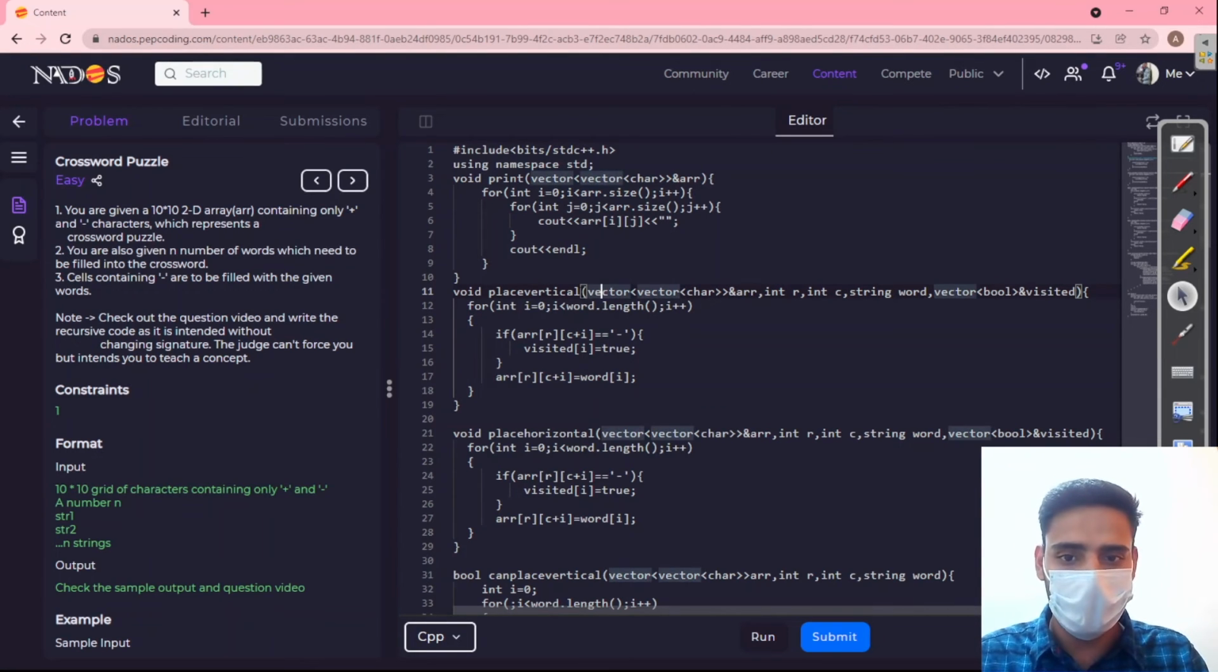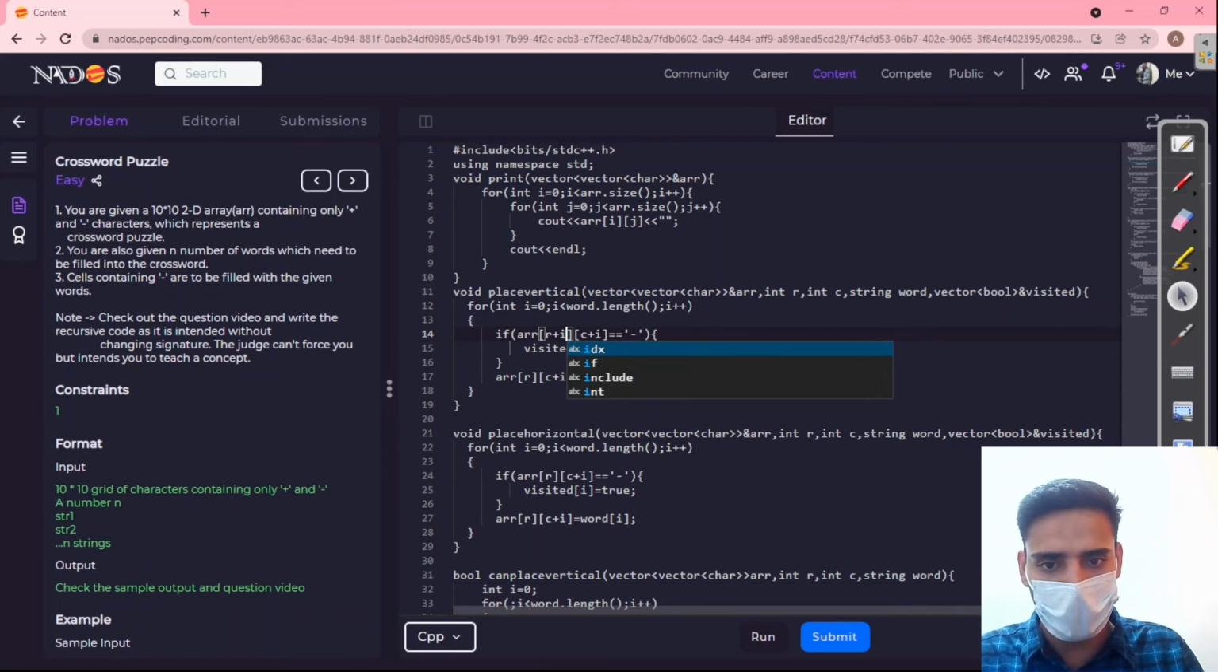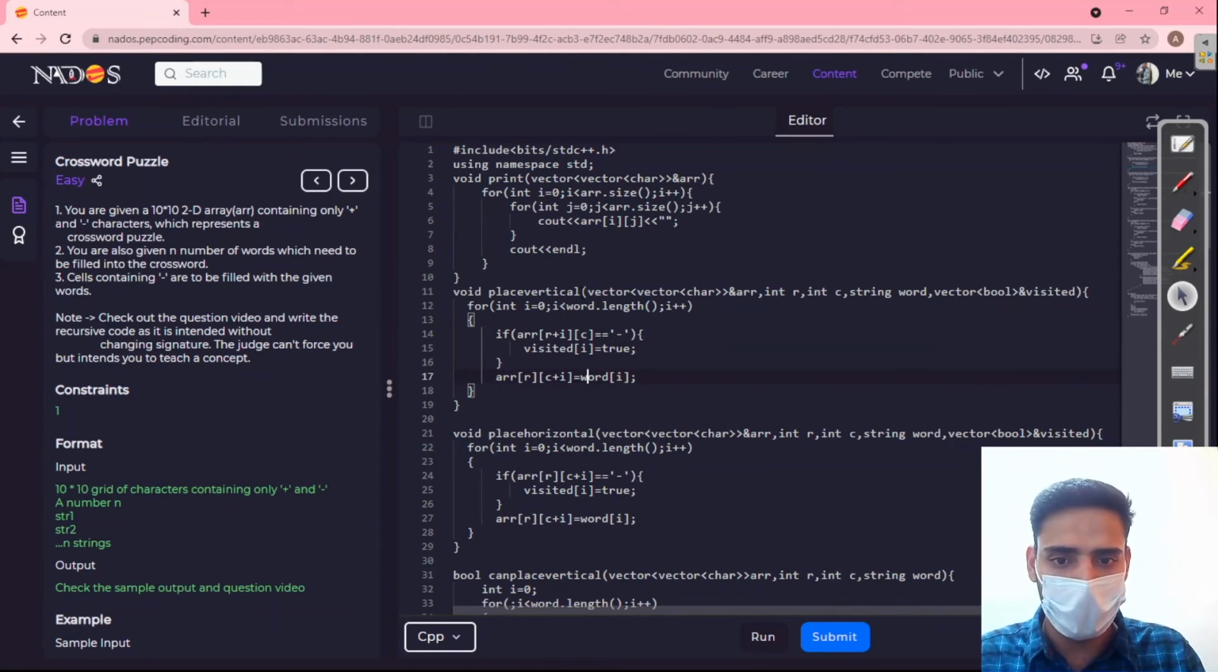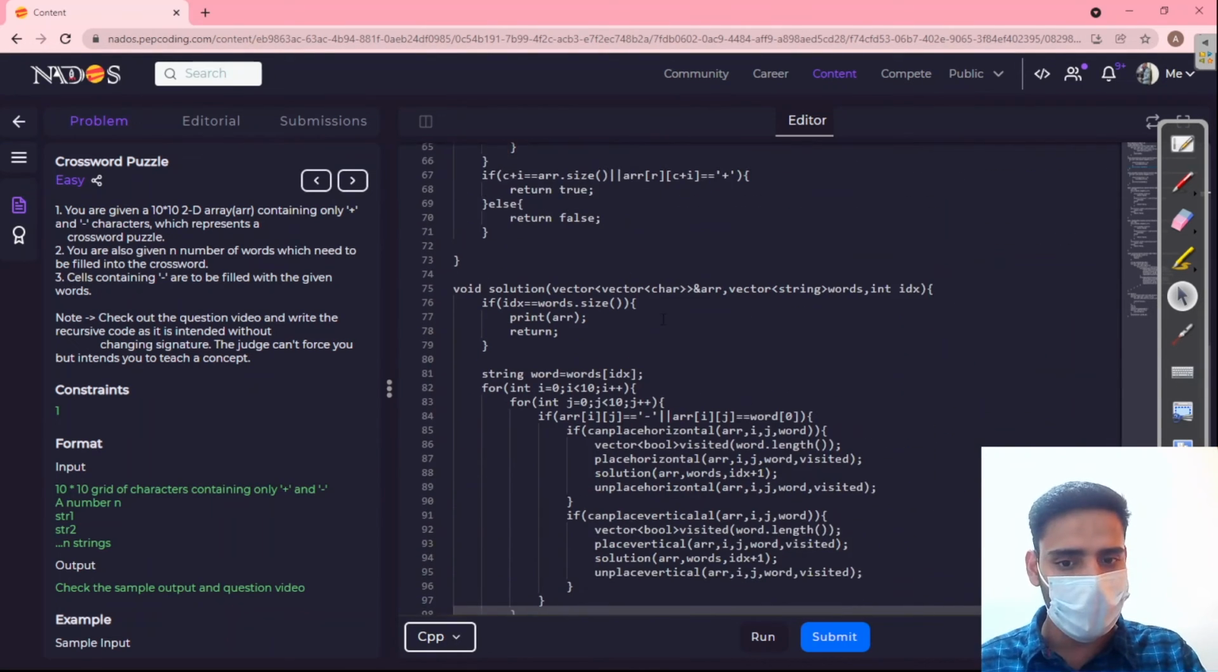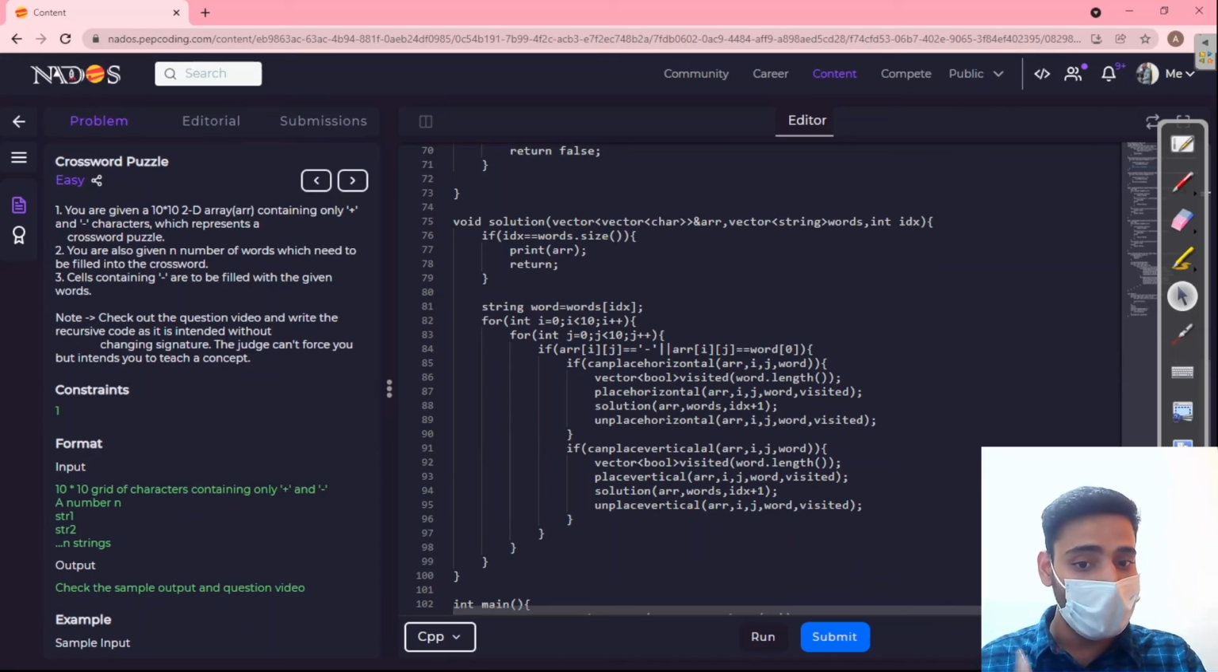We are having all the same thing. What we need to do? We need to just play with r this time because we are moving in rows. Here as well, r plus i. Okay, this is done. Do you see? That much easy, right? Now what are we left with? We are left with two more functions. What is that? Unplace horizontal and unplace vertical.